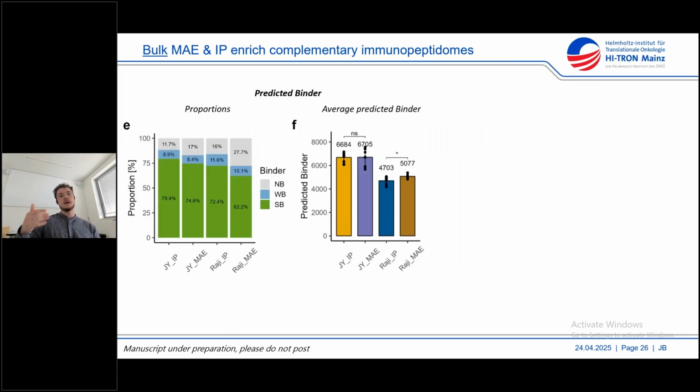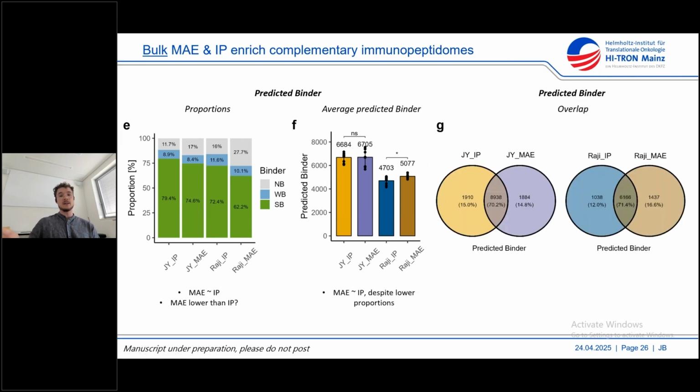Okay, for the predicted binders, it's actually more or less the same. We can see also here for Raji mild acid elution, it was slightly lower, but overall for the average identification on predicted peptides or predicted binders, mild acid elution was still performing slightly better for JY and Raji. Both yielded approximately the same numbers of predicted binders.